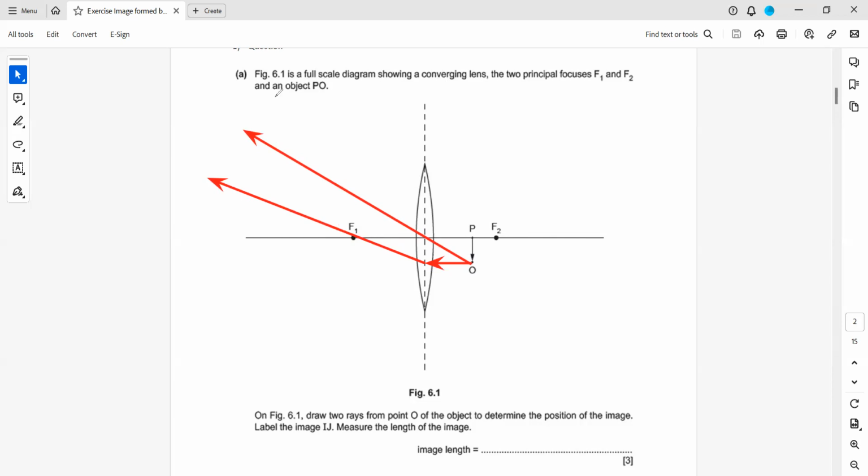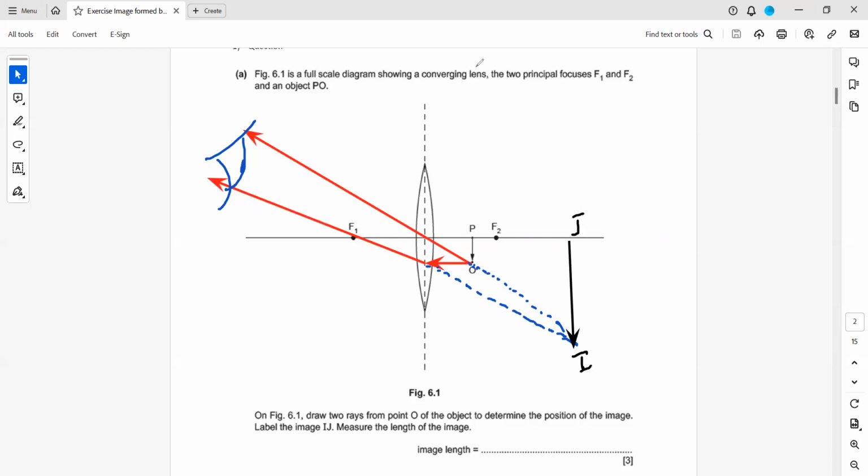Without an eye, you won't be able to detect this image. So if this is a lens and this is an eye here, what will happen? Our brain imagines that the light is coming straight from the object. So when it creates this, this will be the new position, and that's how the image will be formed. We have to label that as IJ. So this one will be I and the other will be J.